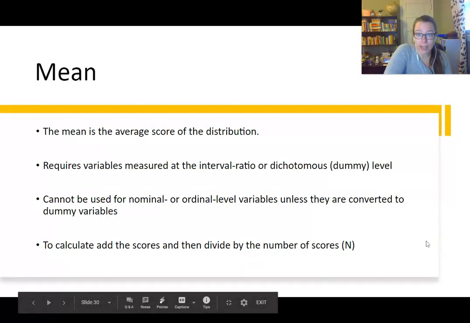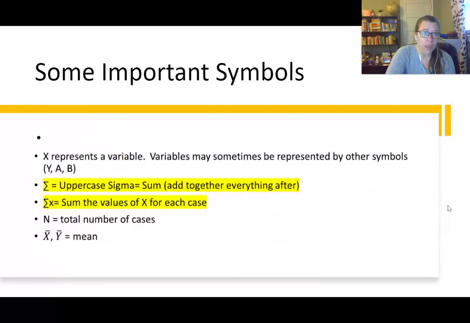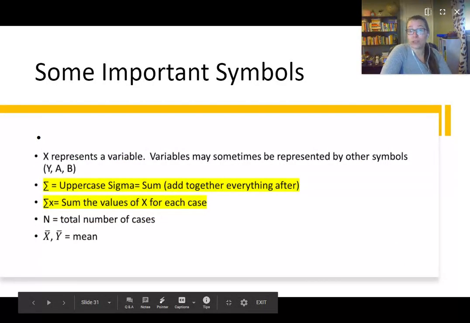And mean is pretty easy. You should know how to do this. You add up all of the scores and then divide that by the number of scores possible. So I'm going to pause here and start another video where we talk about this sigma symbol and why it is helpful when it comes to doing formulas.